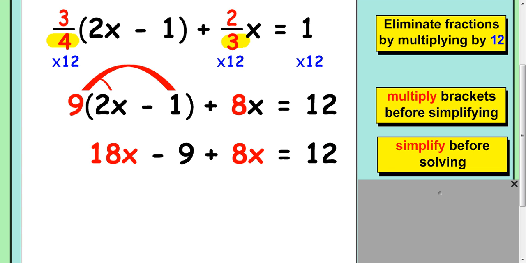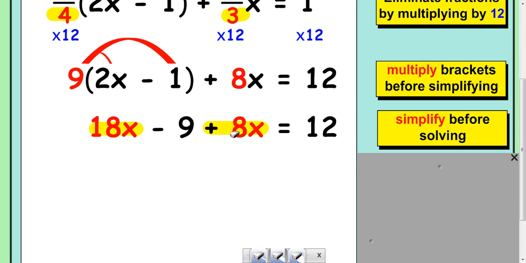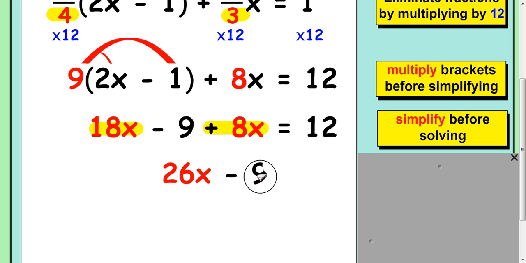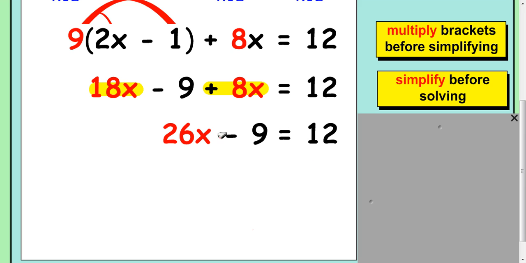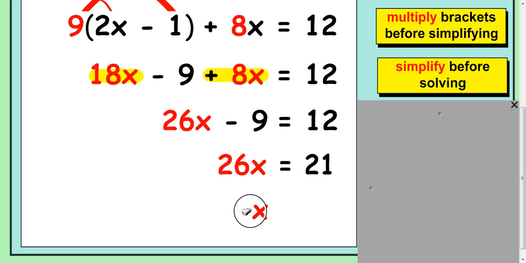We now want to simplify, so we can see that there's a plus 8x here and an 18x there. So 18x plus 8x is 26x, and you've still got your takeaway 9, and that still equals 12. So add 9 to both sides, so you're going to get 26x equals 21, and then divide by the 26. So x is equal to 21 over 26.